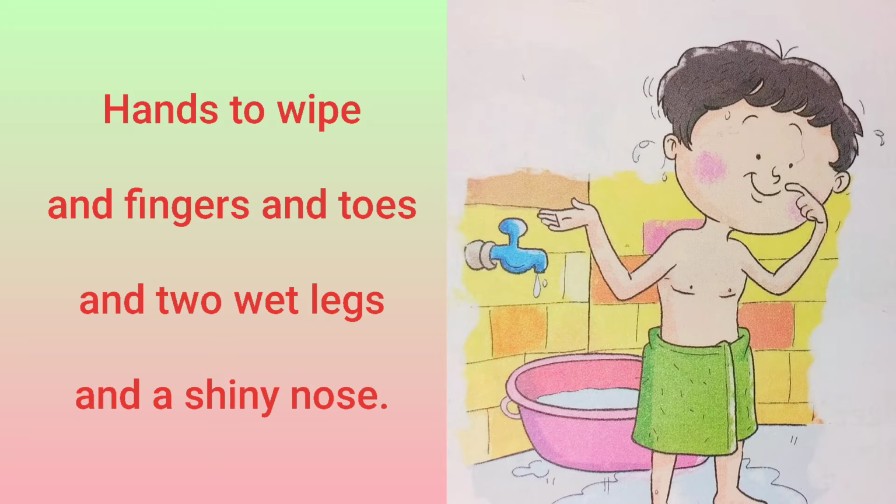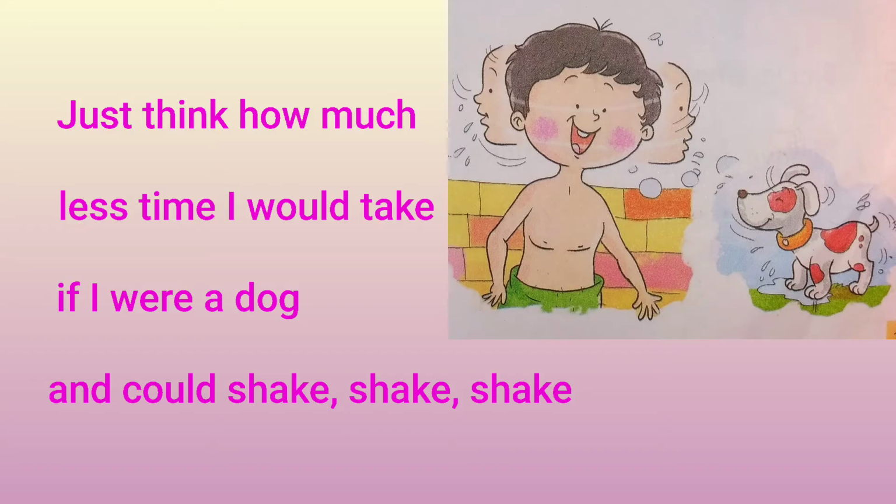Now let us sing the poem. Hands to wipe, and fingers and toes, and 2 wet legs, and a shiny nose. In the last stanza of the poem, the poet is explaining that by using a towel, it will take a long time to wipe. But if he was a dog, he could shake himself and get dried very easily.